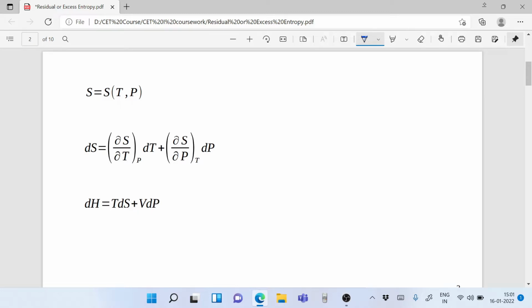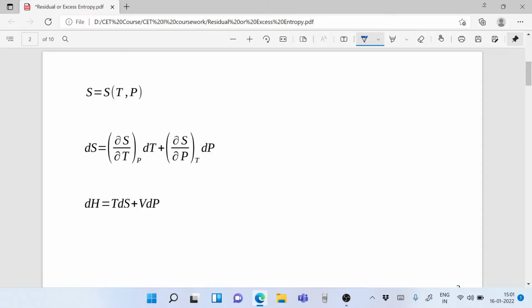Now the entropy for a real gas can be written as a function of temperature and pressure. So if we differentiate it, we get dS = (∂S/∂T) at constant P dT + (∂S/∂P) at constant T dP. Mind you, this is at constant pressure and this is at constant temperature. This is very important to understand.